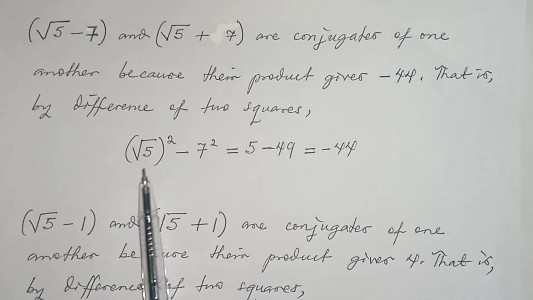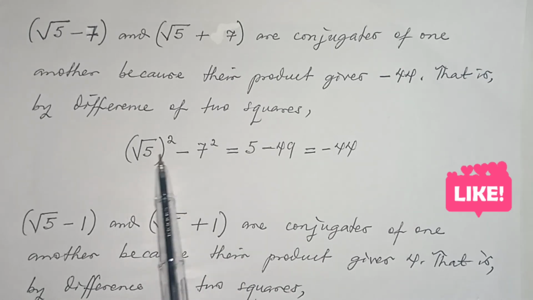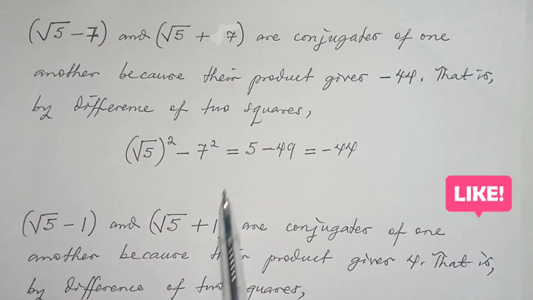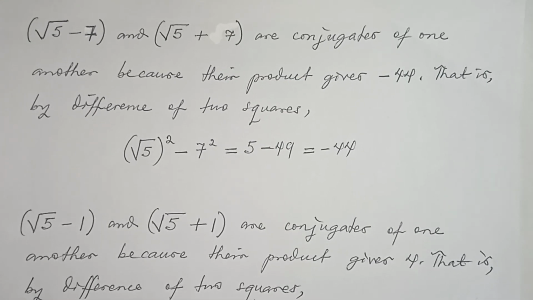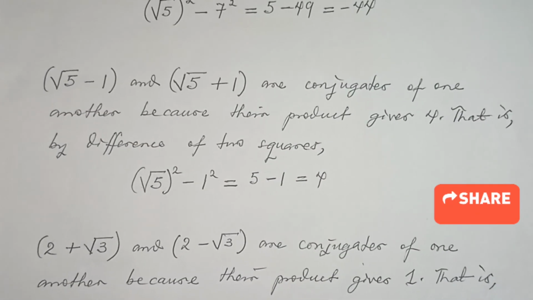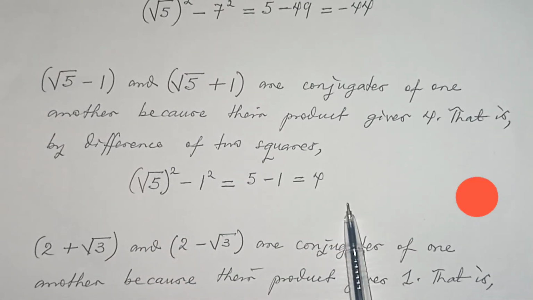Now, how did we multiply both of them? Again, using the idea of difference of two squares. By difference of two squares, you will now have root 5 squared minus 7 squared, which will give you 5 minus 49. Now I'd love you to check up on the idea of difference of two squares. It is that simple. Okay, so if you consider other specific instances, root 5 minus 1 multiplied by root 5 plus 1 will give you 4. So that makes them conjugates of one another.